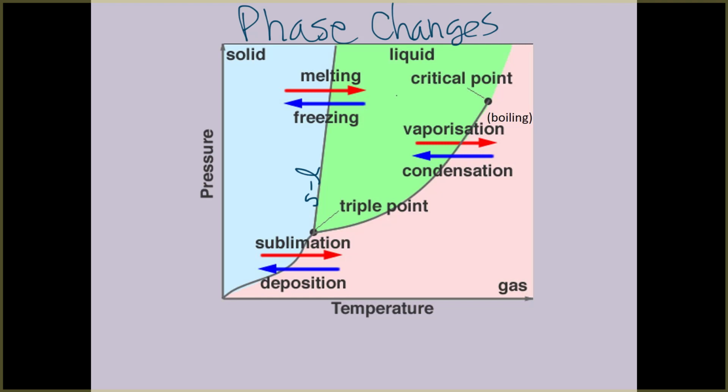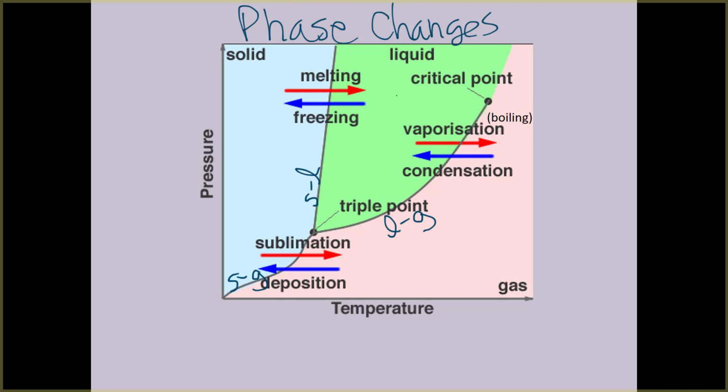Along my liquid gas line right here at equilibrium, I'm either going to boil it or vaporize it, or I'm going to be condensing it. And then along my solid gas line, the equilibrium line, I have sublimation or deposition. Sublimation is when you go directly from a solid to a gas. Dry ice does that. Deposition means you go directly from a gas to a solid.